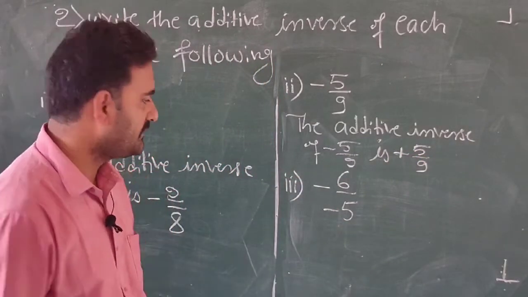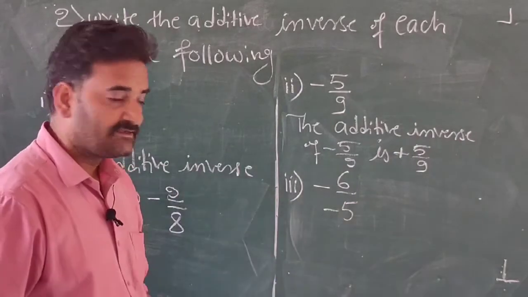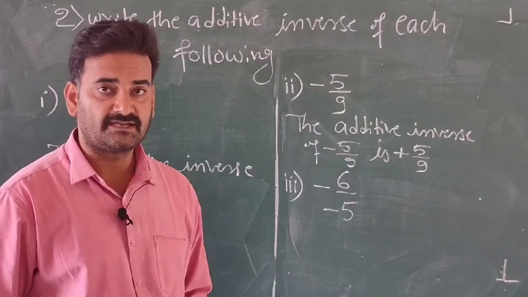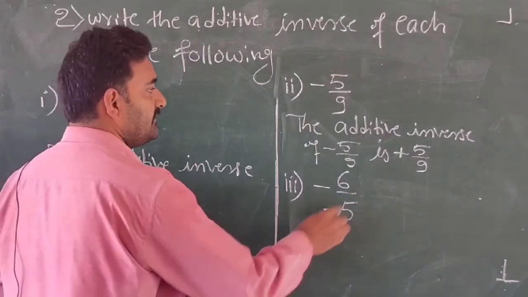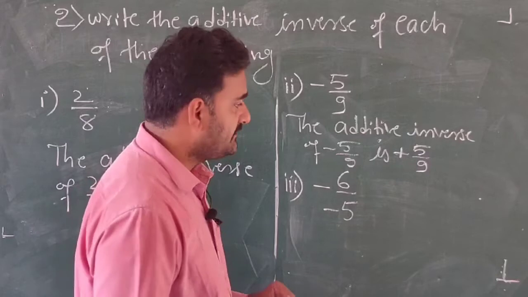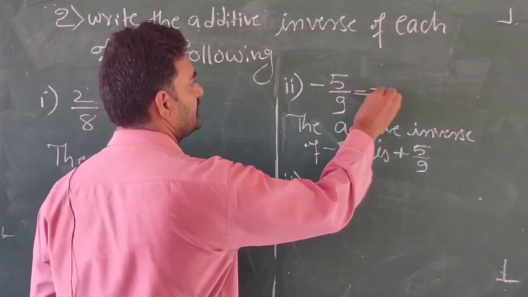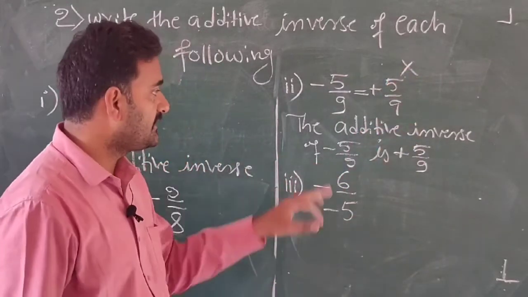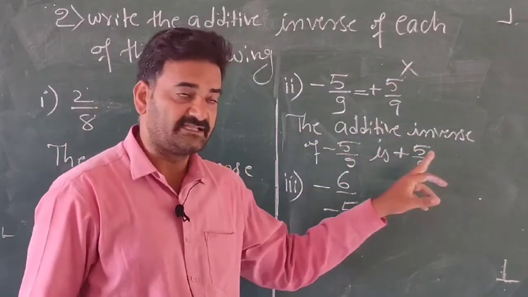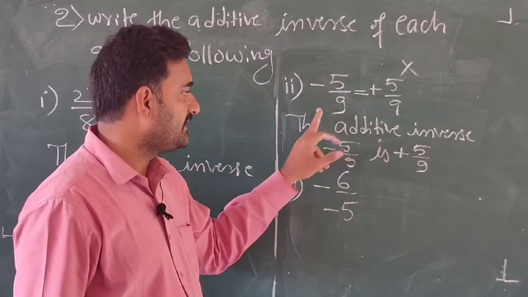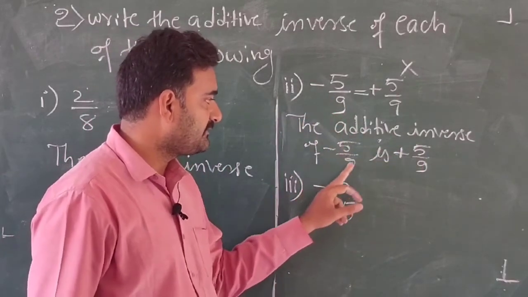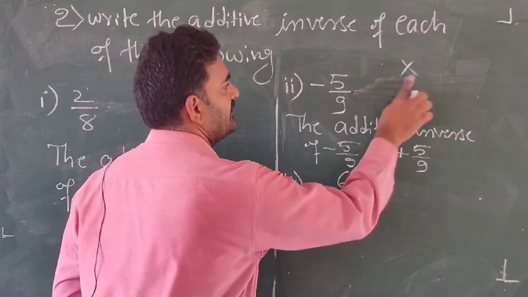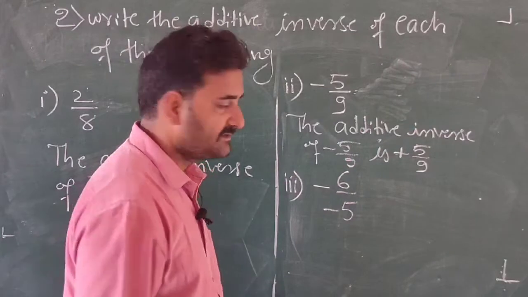Very simple. Okay. So this one, both numerator and denominator have a minus symbol. Then how can we write this one? Here one more time I am going to remind you: don't write like this, plus 5 by 9. This is the wrong way to write. You need to write a full statement, that is a sentence. So, the additive inverse of minus 5 by 9 is plus 5 by 9. That's why I mentioned here very clearly.